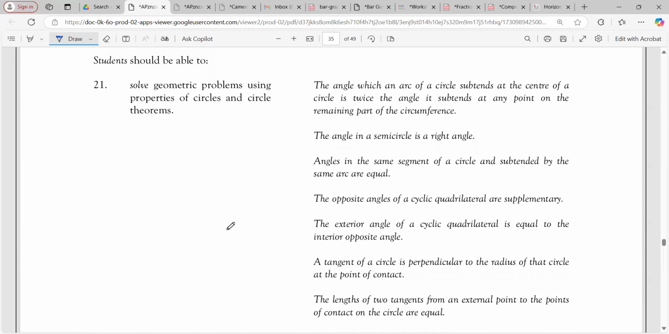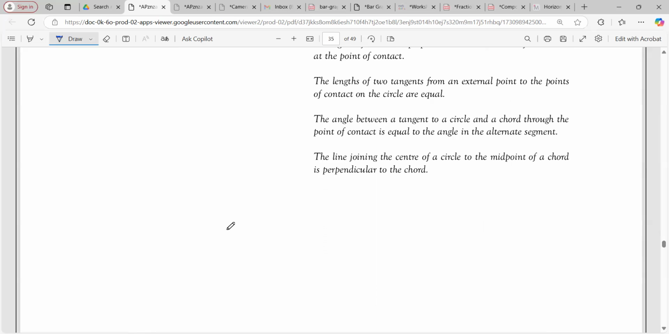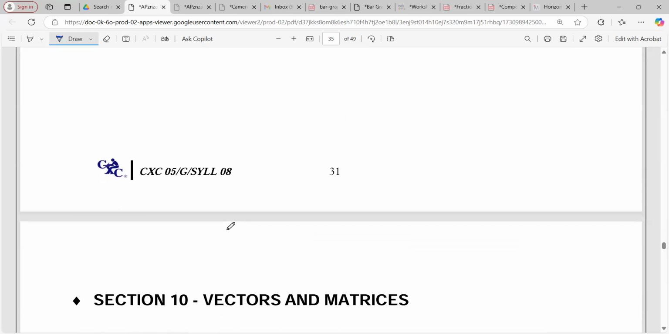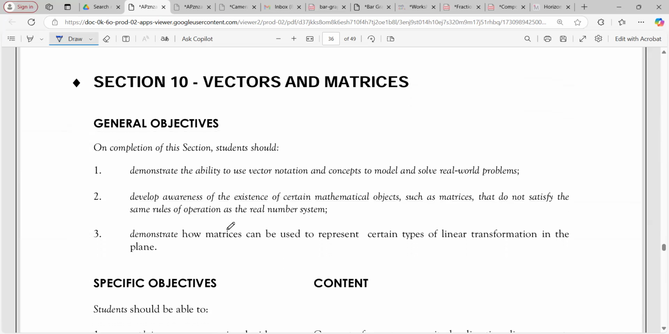So the circle is a very complex one. The angle subtended by an arc of a circle at the center of the circle is twice that at the circumference. That's basically the circle theorem, right? I'll go through all of those. These are compulsory. This will be optional. And I think this is section 10, on vectors and matrices.